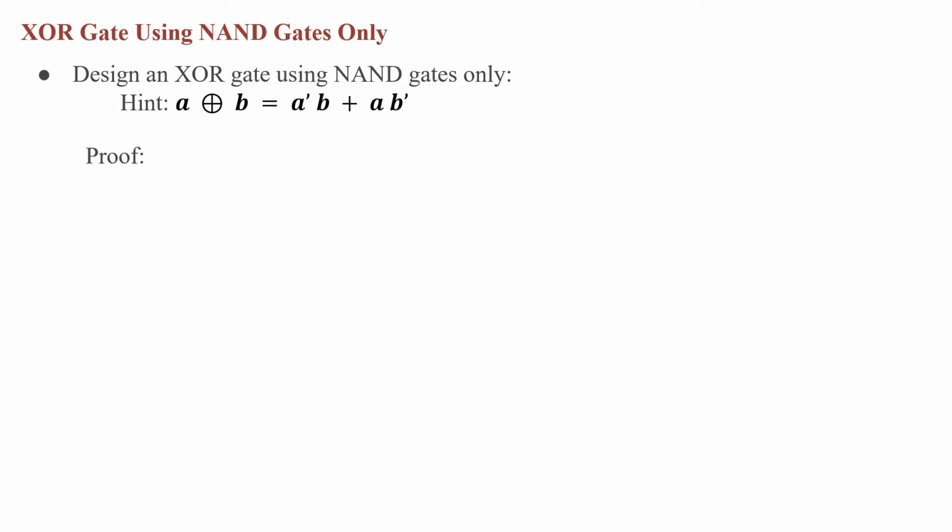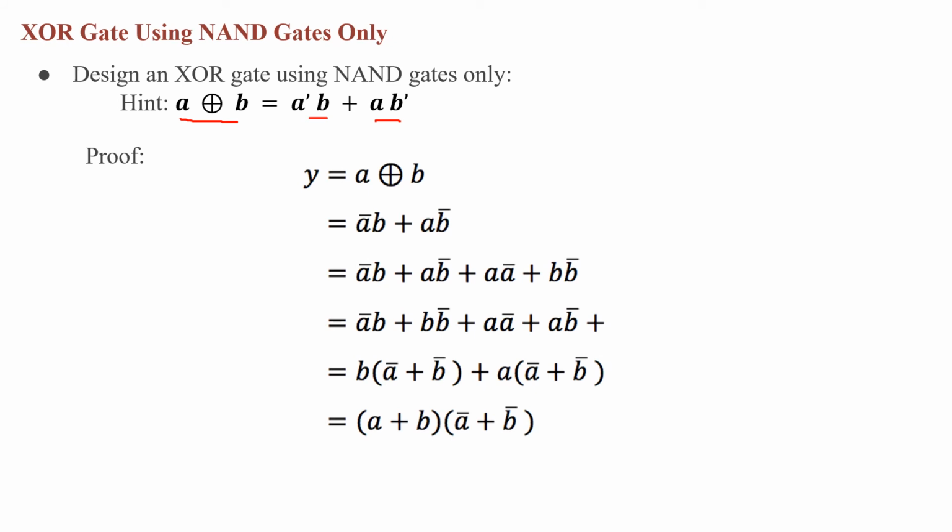Now we'll prove how we can create the XOR gate or the exclusive OR gate using NAND gates only. We're given a hint that A XOR B can be expressed as not A ANDed with B or A ANDed with not B. So we can start from the given hint and then move on to rewrite this expression so that it looks like it has all NAND gates only. I will explain how we moved between steps here, or what rules we have applied, or Boolean properties.